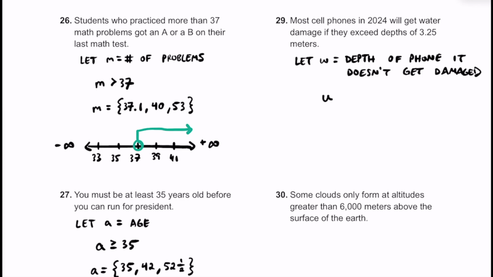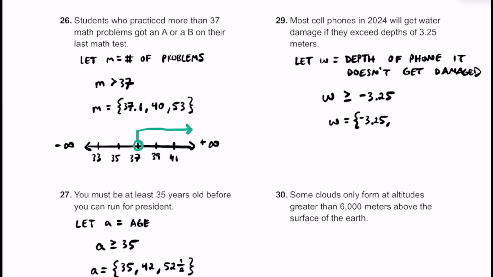So let's see, this W here. Again, we're talking about things that are underwater, so we should use negative 3.25 because we're underwater. And if we don't want to exceed this depth of 3.25 meters, then we should be greater than or equal to this value, right? So what are numbers that are greater than or equal to? Because I think that's going to help this make more sense because it might be a little confusing at first. But again, if it goes deeper than 3.25 meters, then it may break. So we don't really want to go past this negative 3.25.